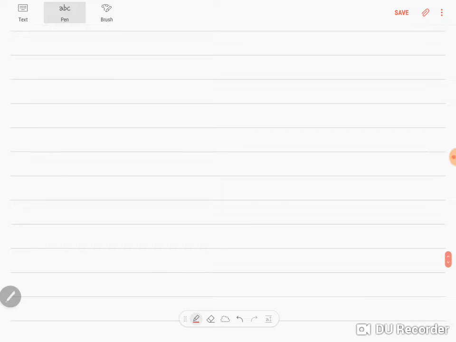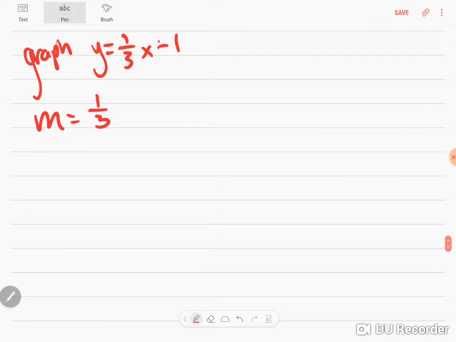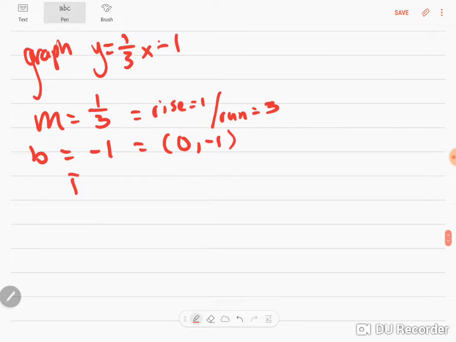Number 4. Graph y is equal to 1/3 x minus 1. M is 1/3. Your rise is 1. Your run is 3. B is -1. So your first point on your graph is going to be 0, -1. This line is positive because your M is positive. All right, here we go. Let's graph.